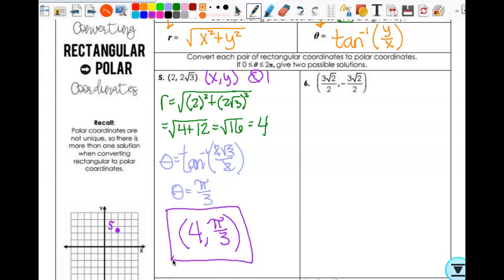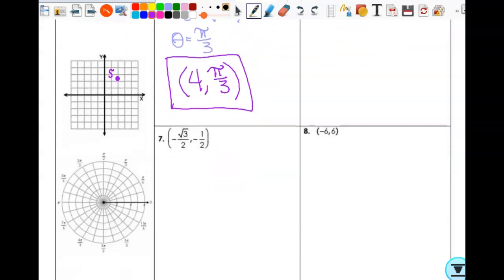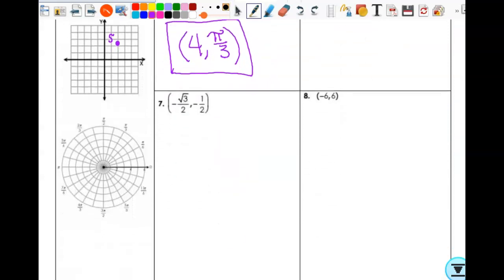So if we go plot that on our polar, I'm going to go to 4, and then pi thirds, I'm right here. Looks like it's in the same spot, right? Oh, I don't think it is.